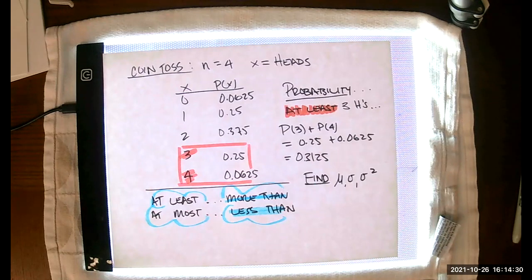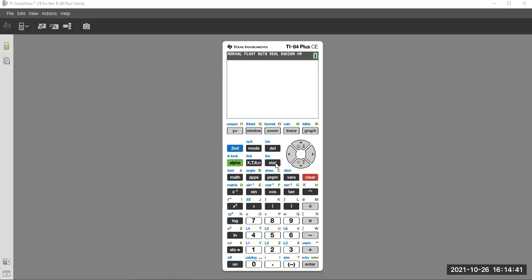So keep that in mind. So let's see. Share my screen. There it is. Stat and then edit. You may need to clear lists. List one actually works quite well. I'm going to keep list 1: 0.0625, 0.25, 0.375, 0.25 on the way back down, 0.0625. And yes, it's well approximated by a normal distribution. You can really see the pattern, by the way, when n gets large here. In any case, I've got the data in there.